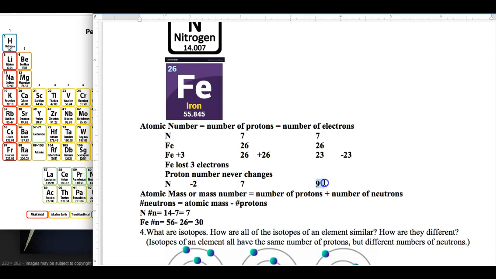So if I were to ask you how many total electrons does nitrogen with a -2 charge have, you would say 9. If I were to ask you how many extra electrons does nitrogen -2 have compared to nitrogen with no charge, then you would say an extra 2 electrons. So comparing this and this, nitrogen gained 2 electrons.